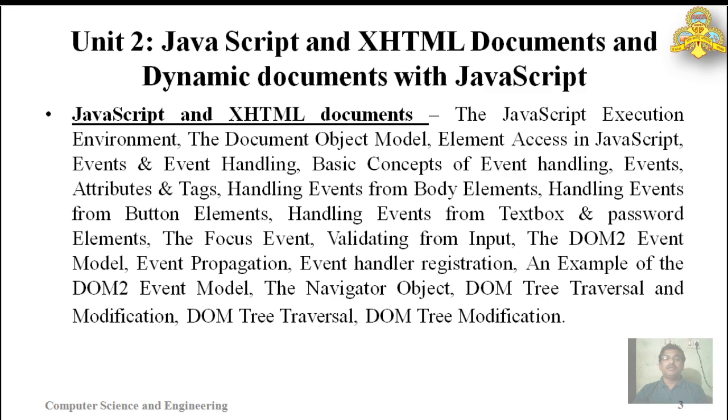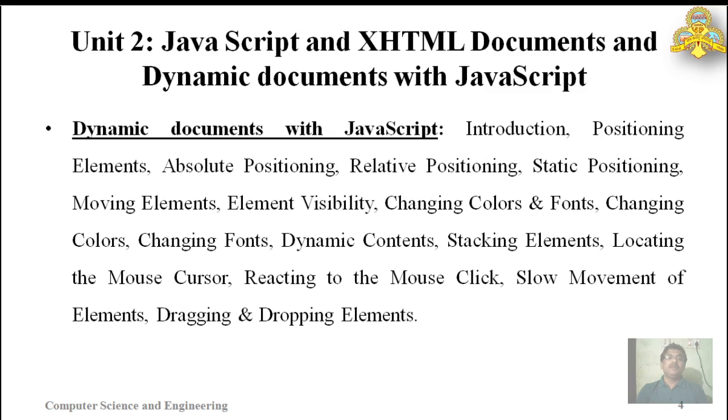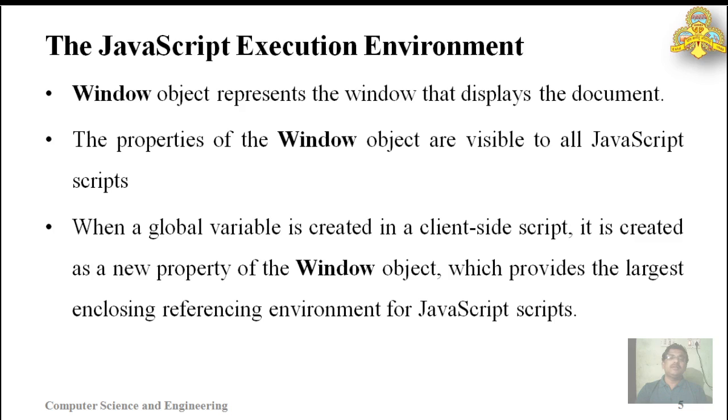Here we'll have a brief introduction to JavaScript, DOM objects, their object hierarchies, some events and the DOM tree, modifications, etc. In dynamic documents with JavaScript, we will learn about the steps and procedures in identifying events, changing the visibility, colors, fonts, etc. I will start with the JavaScript execution environment.